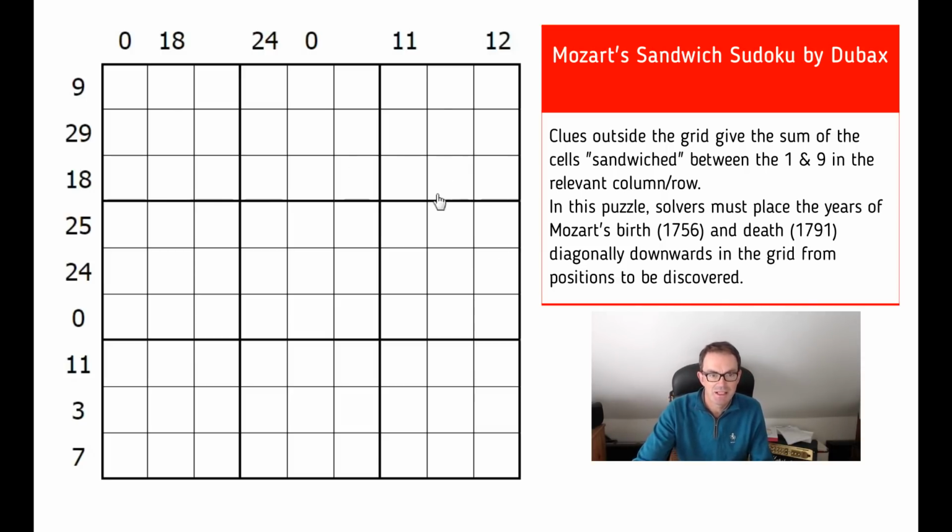Somewhere in this grid we need to put downwards diagonally the year of Mozart's birth, which was 1756. So it could go, I guess, something like this. And we also need to put the year of his death, which was 1791. And again, it must go downwards diagonally. The one wouldn't be in the same column, and it wouldn't go off the edge of the grid. So I'm picking the wrong places to put this. Let's put it there. So that would be a valid arrangement that we could see in the finished solution.